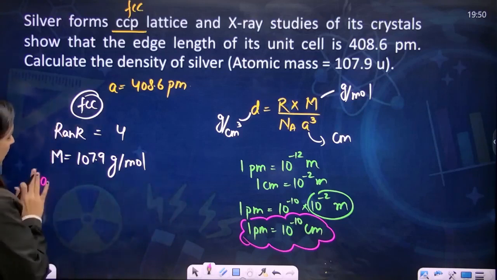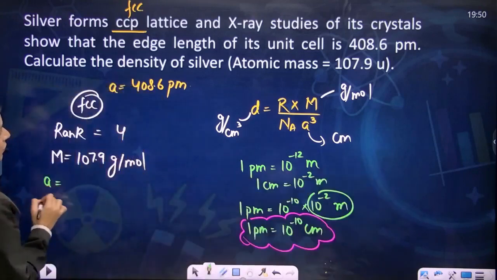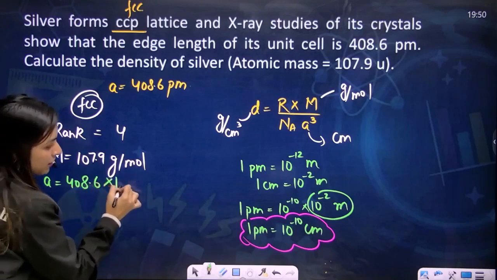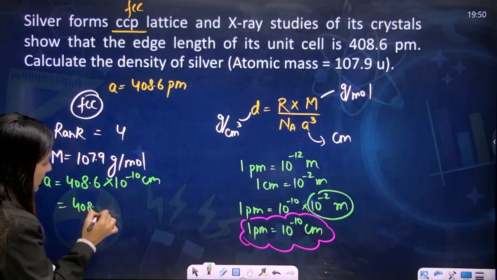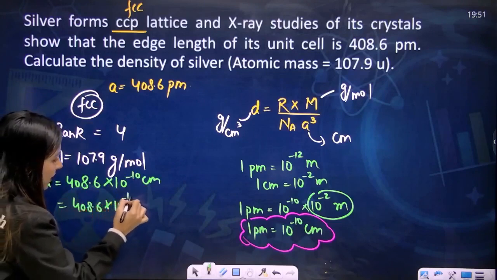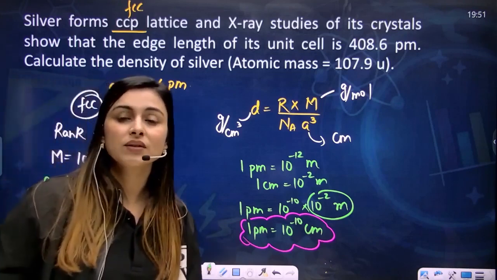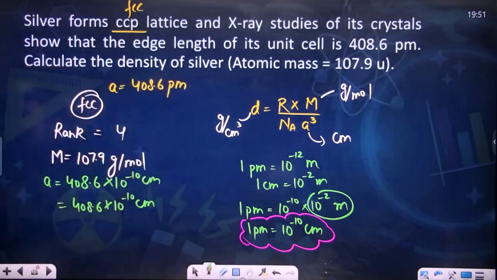Now, I know that 1 picometer is 10 raised to the power minus 10 centimeters. Then the edge length A will be equal to 408.6 into 10 raised to the power minus 10 centimeters. This is how you convert picometer to centimeter. Okay, perfect. I hope you're clear with this.